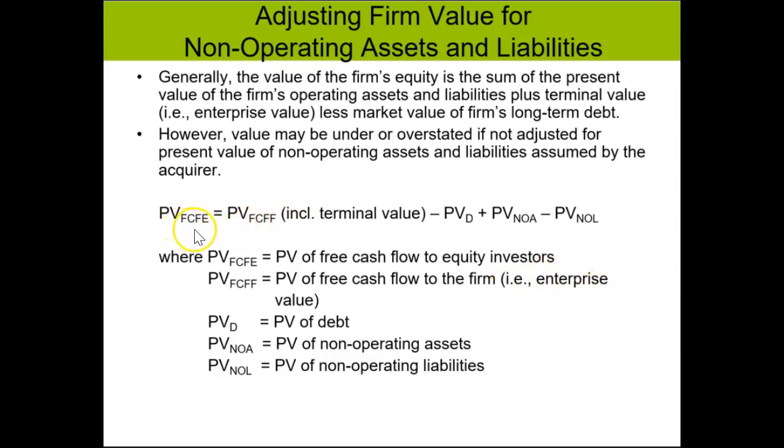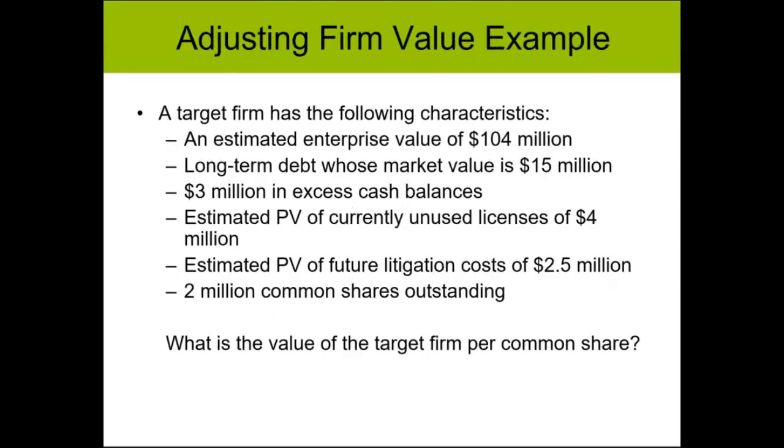The firm value is equal to the present value of free cash flow to the firm including terminal value, minus present value of debt, plus present value of non-operating assets, minus present value of non-operating liabilities. So this is very important. Otherwise you may under or overstate the firm's value. So you need to adjust this. Let's see one example of how we can adjust a firm value.